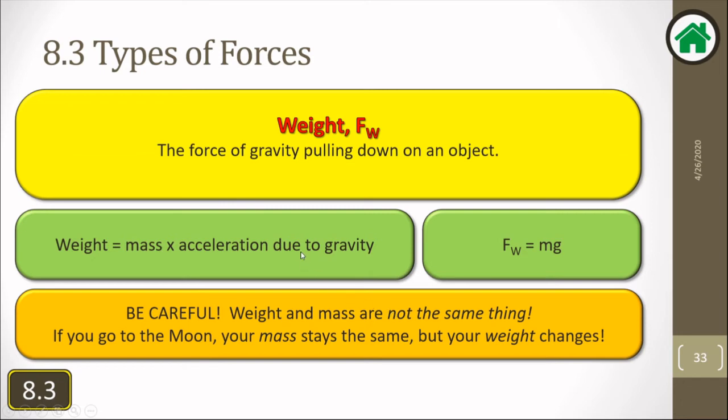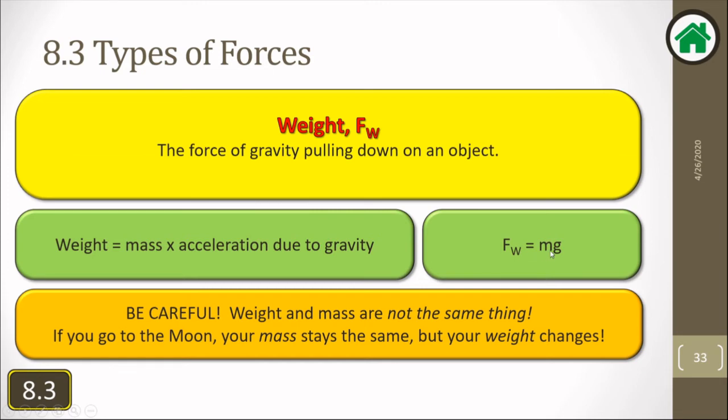Weight is simply the force caused by the acceleration due to gravity. If you remember, Newton's second law says that force is equal to mass times acceleration. Well, weight is a type of force, and it's specifically the force associated with the acceleration due to gravity. We abbreviate weight with an FW, the F to show that it is a force, and the W to indicate what type of force it is.